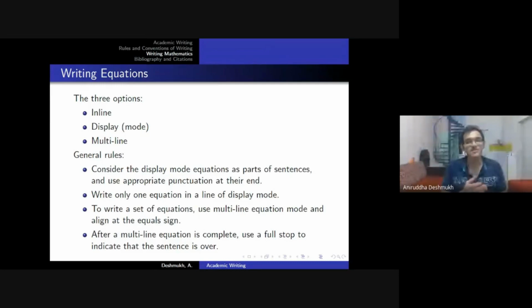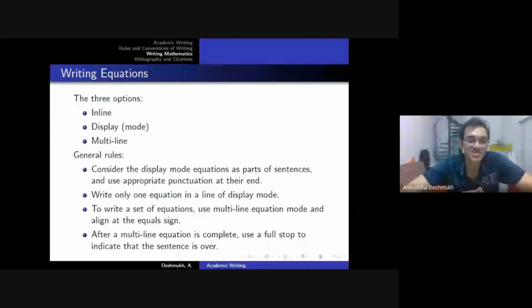So we say that a particular equation is inline if it is within a sentence, and we say that it is in the display mode if it is out of that sentence in the next line, usually displayed in the center of the page. So if you are a LaTeX person, then you already know what these things are. But if you use Microsoft Office, then these two things are usually not an option for writing equations. You have to manually change it.